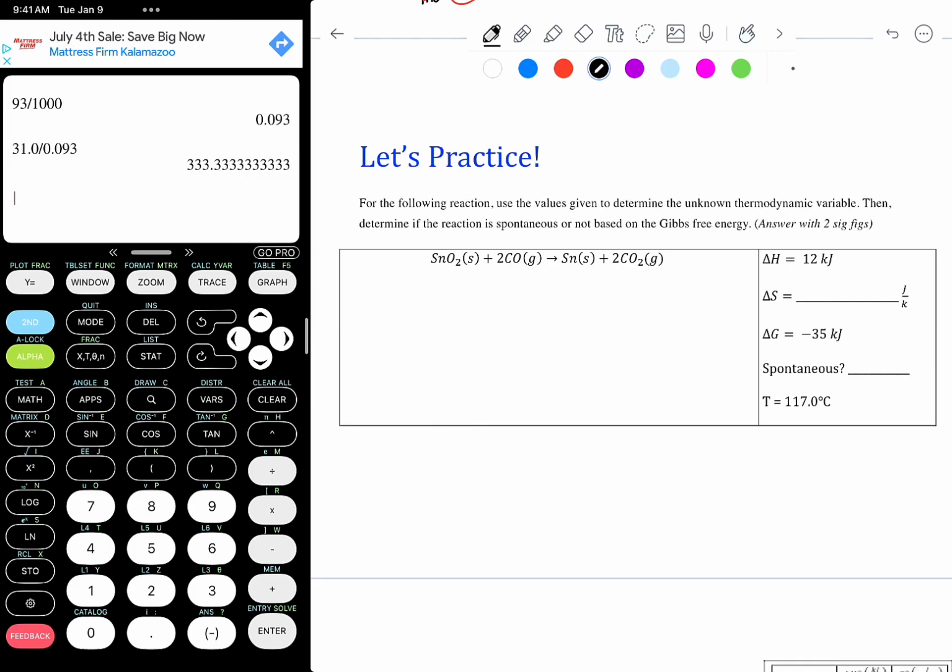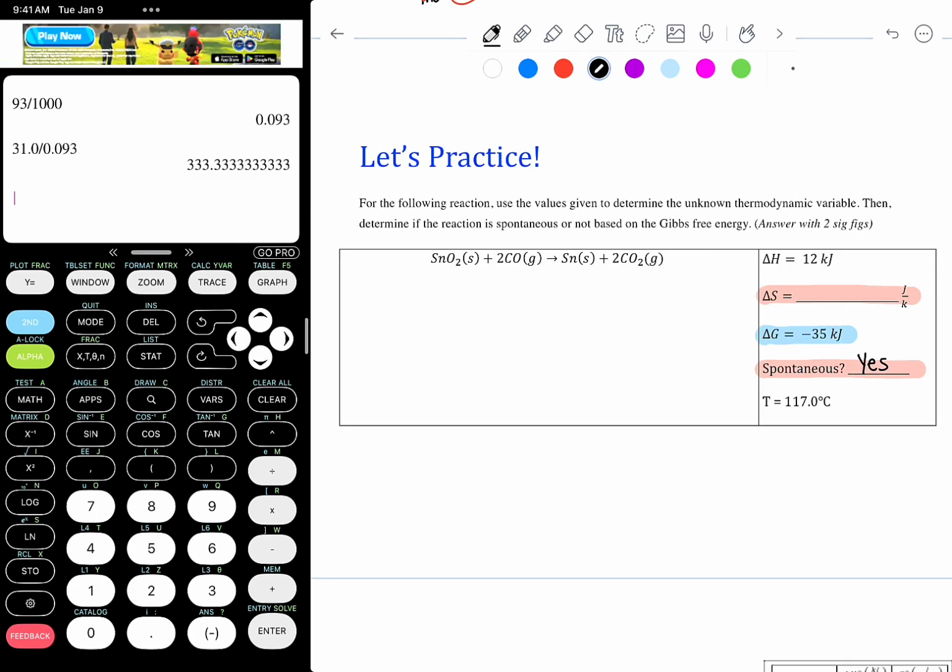So this is a two-part problem. We first want to solve for delta S, and we also want to determine if it's spontaneous. We can determine if it's spontaneous without having to solve for delta S because we already know our delta G. Since the delta G here is negative, then we know that this reaction is spontaneous, because delta G, when it's negative, is spontaneous. We don't have to take the temperature into account because we have a physical numerical value of delta G.